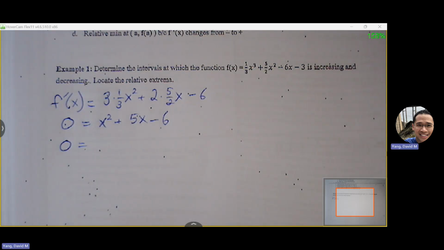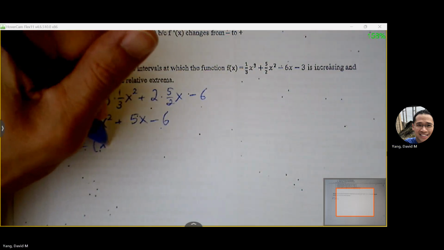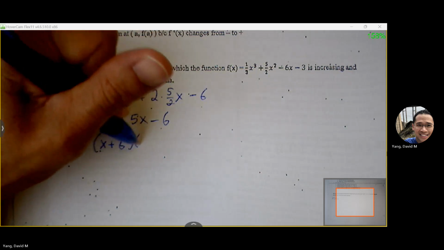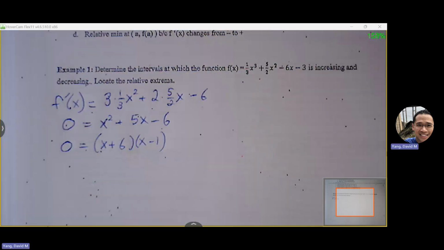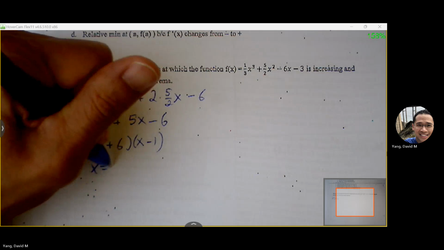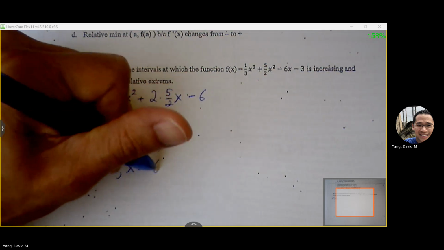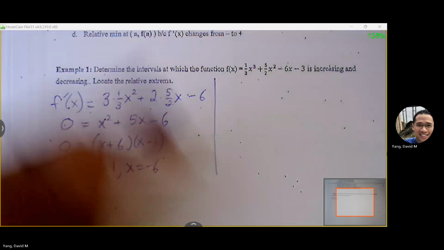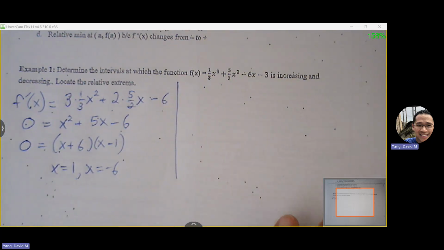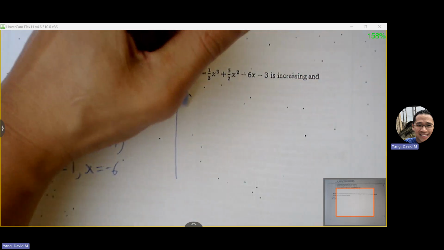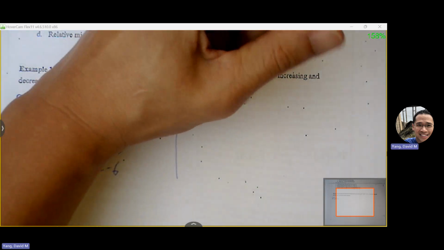Multiplies to be -6, adds up to be 5. Six and -1. Solve for x. Next up, we'll create our slope sign line, or with particle motion, we will call it velocity. Here, with this first derivative test, we're going to just call it f prime sign line, or our slope sign line.